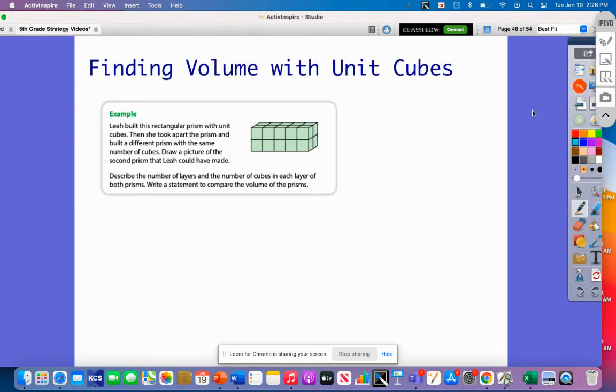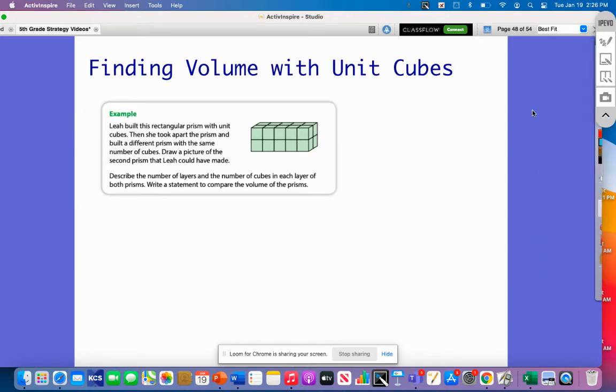Okay, here we have our problem. It says, Leah built this rectangular prism with unit cubes. Then she took apart the prism and built a different prism with the same number of cubes. Draw a picture of the second prism that Leah could have made. Then describe the number of layers and the number of cubes in each layer of both prisms.